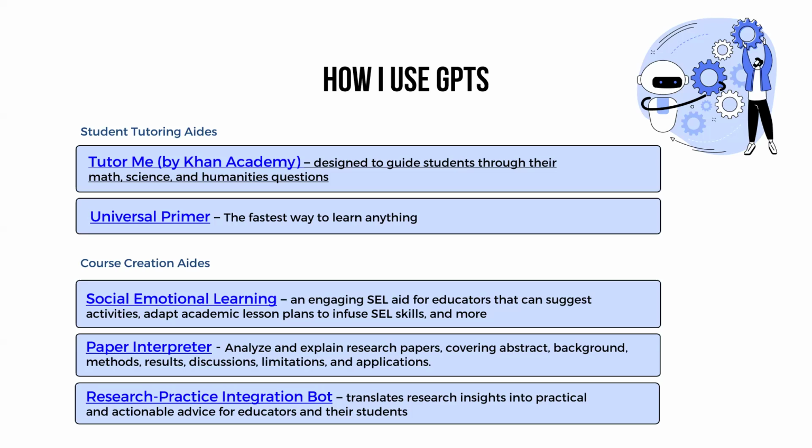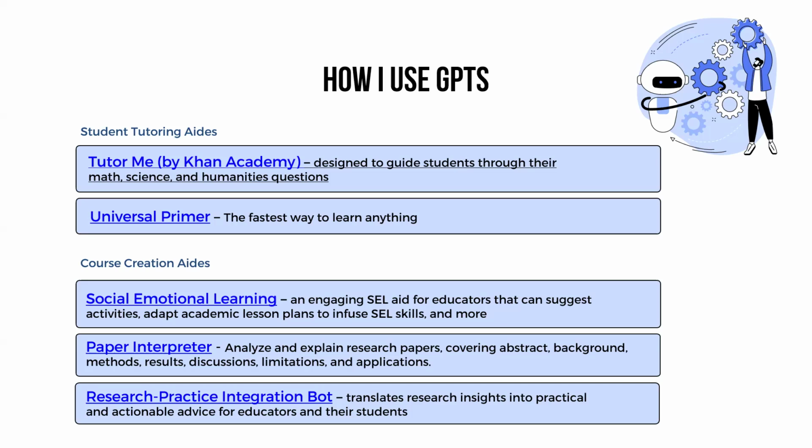Universal Primer is a GPT. These all exist within ChatGPT, by the way. Universal Primer is a great GPT that will allow you to break down complex topics, and they will help you understand how you can incorporate something like, say, for example, computer programming, break it down into easily understandable chunks, and then you could build lessons around those pieces. So Universal Primer is really good. It's good for students. It's also good for educators.